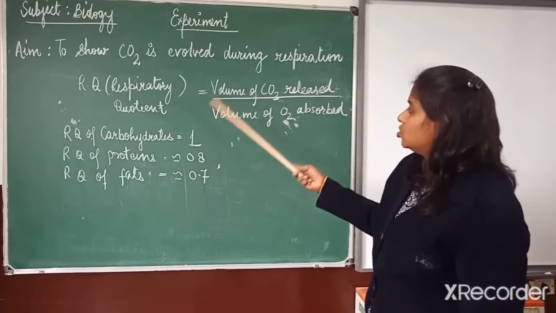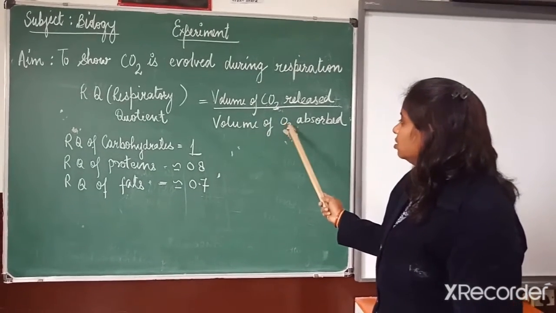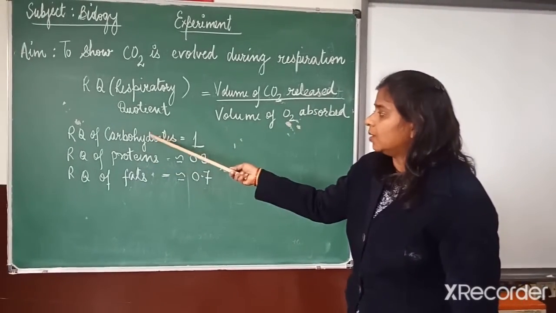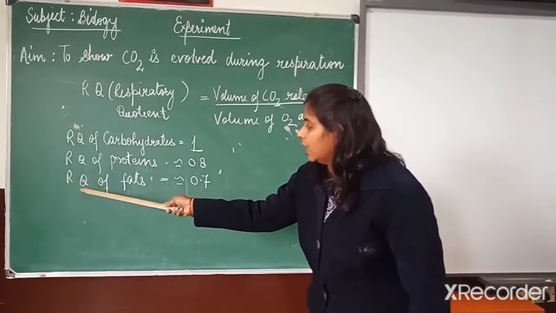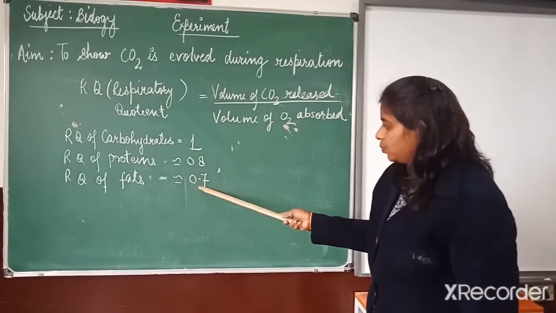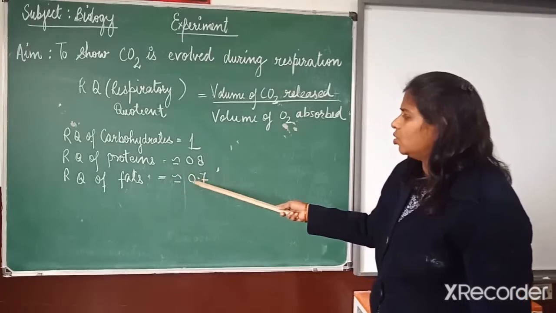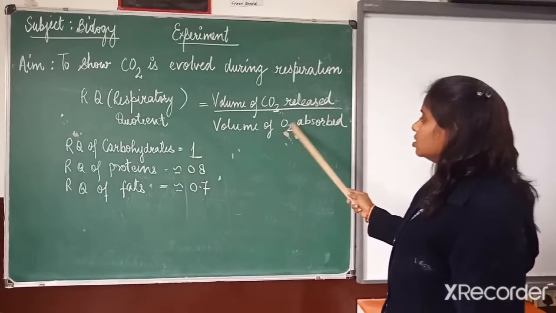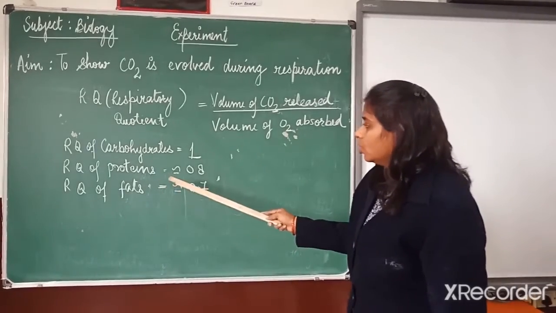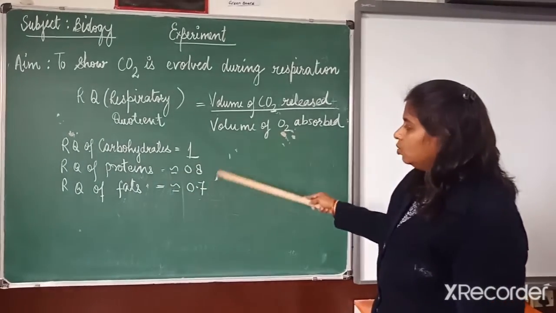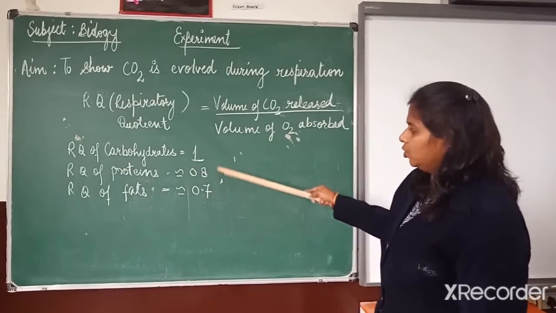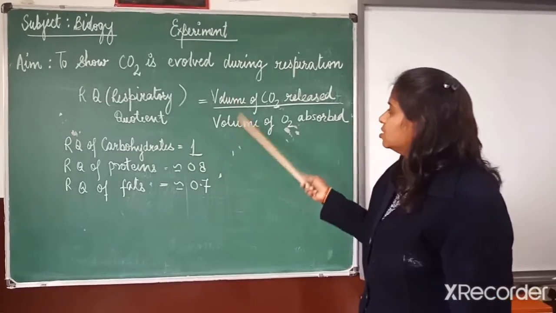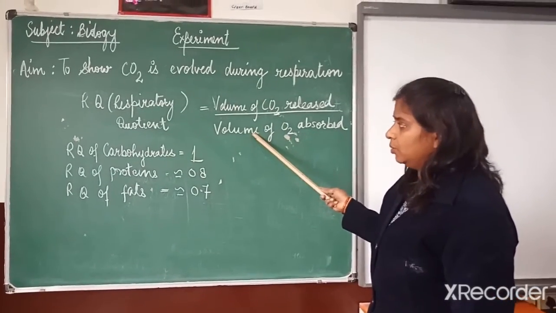Now the RQ of protein is approximately 0.8, that means less than 1. This shows that the requirement of oxygen is more in case of protein as compared to carbohydrates, and the RQ of fat is approximately 0.7, which again indicates that fat requires more oxygen for oxidation. So you can analyze that the RQ of carbohydrate is 1, that means the volume is the same in both cases.